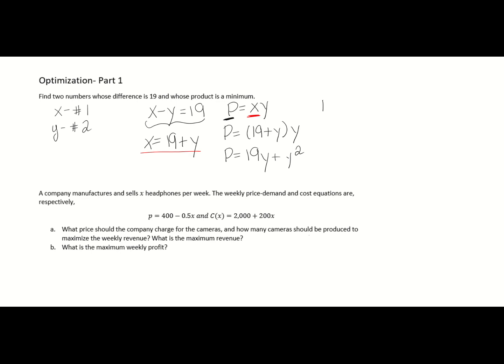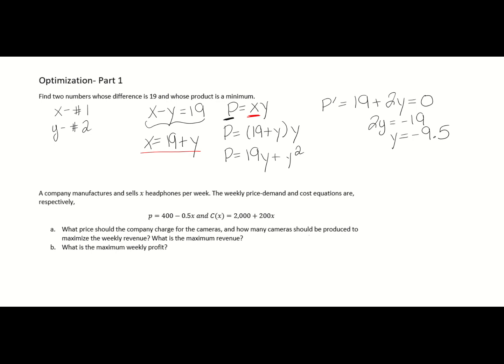And now I just need to use the power rule. So p prime will be 19 plus 2y. I'm going to set it equal to 0 to find my critical numbers. It's never undefined. So I'm going to have 2y is equal to negative 19, which means that y is equal to negative 9.5. Now I have to check that this is a minimum because it could easily be a maximum and we don't want that.